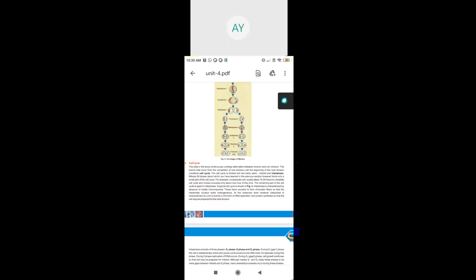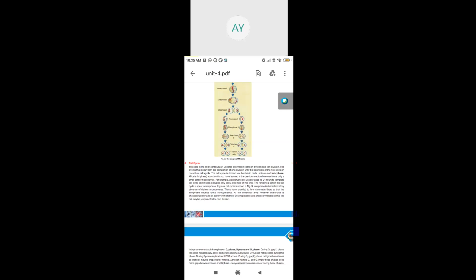Mitosis occurs in somatic cells. Meiosis occurs in reproductive cells. So what are the different types of meiosis? Meiosis 1 and meiosis 2. Meiosis 1 is the actual reductional division, and meiosis 2 is just like mitosis. In meiosis 1, there is prophase 1, metaphase 1, anaphase 1, and telophase 1.